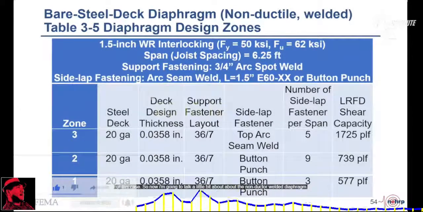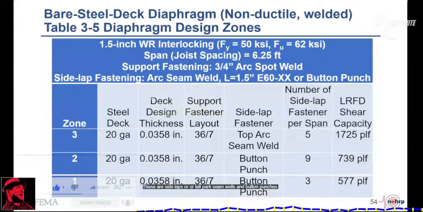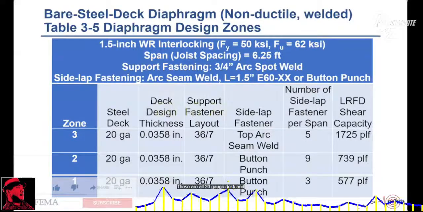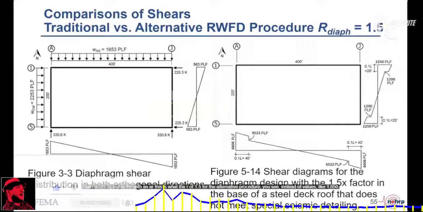So now I'm going to talk a little bit about the non-ductile welded diaphragm. These are side laps or top arc seam welds and button punches. These are all 20 gauge deck. And with the traditional approach, you end up with a force level of 1653 pounds per foot and 2253. That is with an R of 1.5 for the alternative procedure.